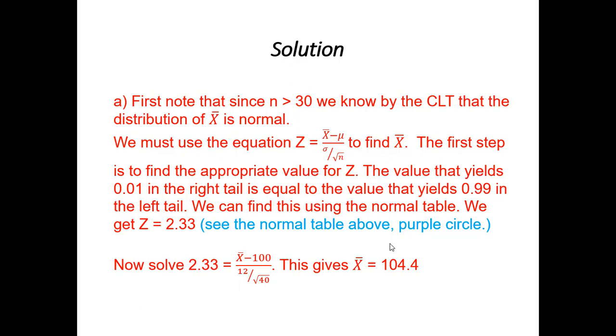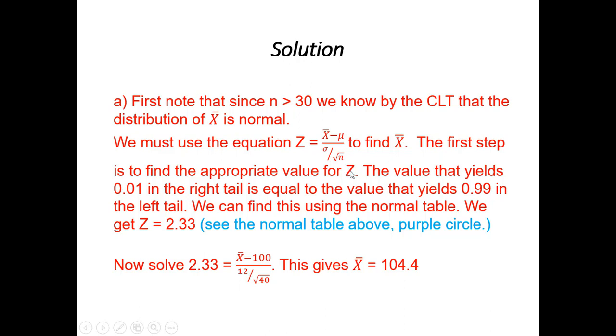So let me point out that since n is greater than 30, we know by the central limit theorem that the distribution of x bar is normal. So we could use this equation for z, x bar minus mu, divided by sigma over the square root of n. Remember, this is the standard deviation when we talk about the distribution of x bar. So the first step is to find the appropriate value for z. We've been given mu, sigma, and n. So if we find z, then we can solve the equation.